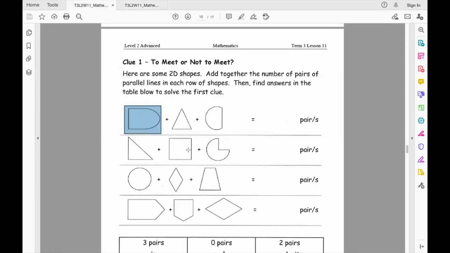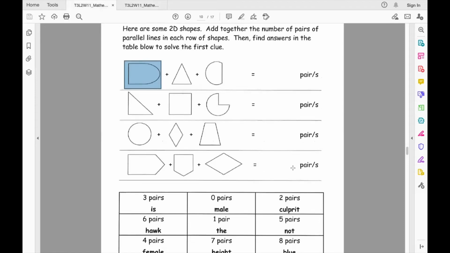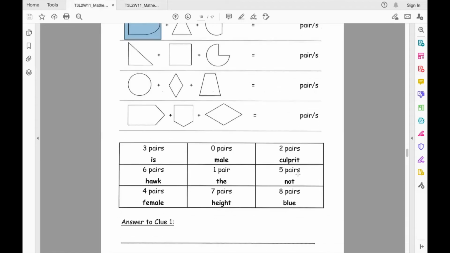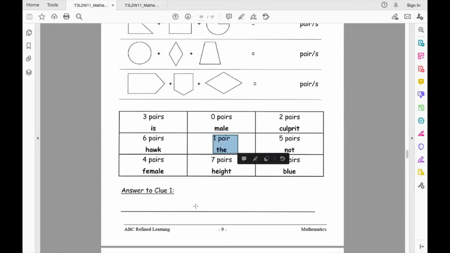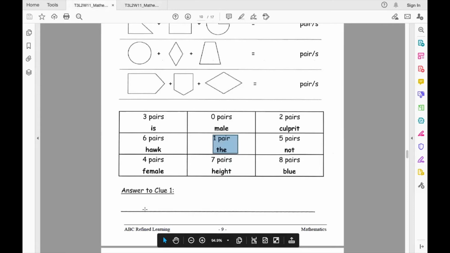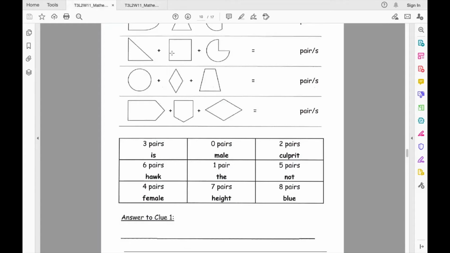Now, I want you to do the next 2 questions for homework. Using the number of pairs that you find, you can match the number of pairs to a word here. For example, we found 1 pair, so we can find the word "the", and we write the word "the" on the line. For the second one, for the triangle, square, and the part of a circle, we only found 2 pairs.